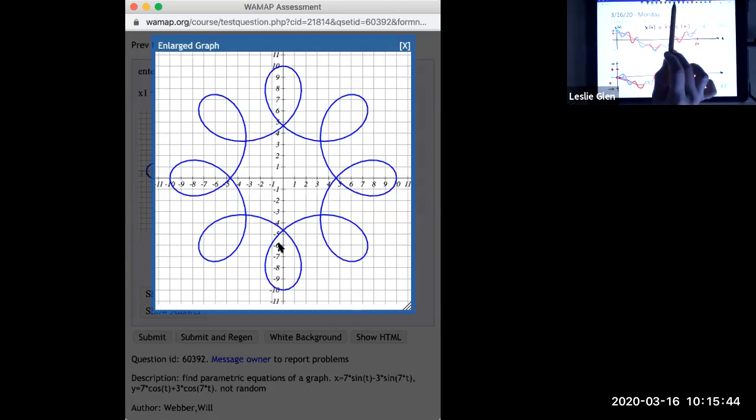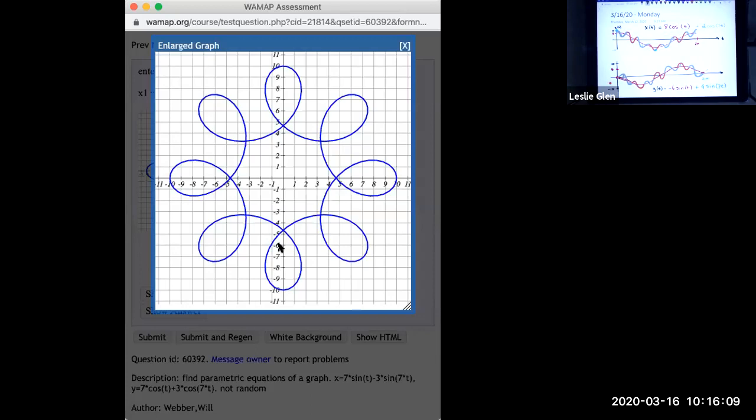Okay, so now if I count how many of those I have, I get 1, 2, 3. I'm going gray, orange, 1, 2, 3, 4, 5, 6, 7. So again, I have 7 cycles of sine in the same amount of time as I would normally have 1. All right, and that is my y of t equation.